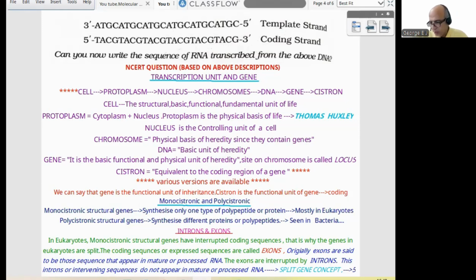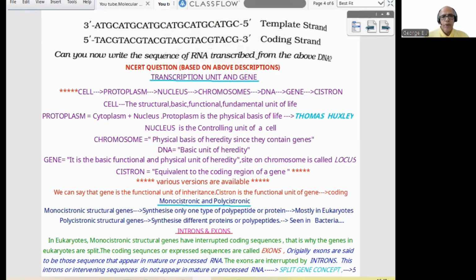That is why I wrote that sequence. Various versions are available, and in some books they have given some other meanings. This is generally what we usually say regarding terms like cell, protoplasm, nucleus, chromosome, DNA, gene, cistron, etc. Slight variations are also possible from what we discussed. Next, we can say that a gene is the functional unit of inheritance. Cistron is the functional unit of a gene involved in coding.